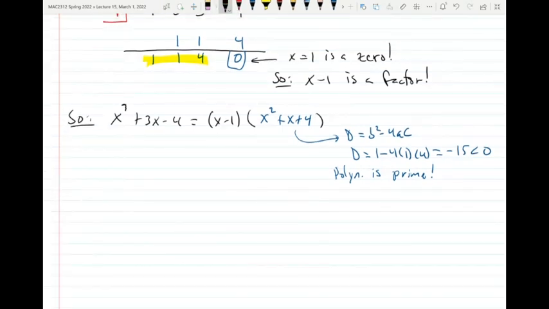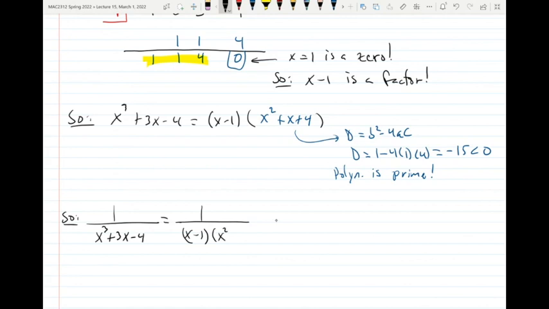So now it's time to do the decomposition. So 1 over x cubed plus 3x minus 4 is the same thing as 1 over x minus 1 times x squared plus x plus 4. Okay, so let's do the decomposition. So this is going to be A over x minus 1. And then for the next one, because it's an irreducible quadratic, I need to put Bx plus C. Questions? Do you understand this?